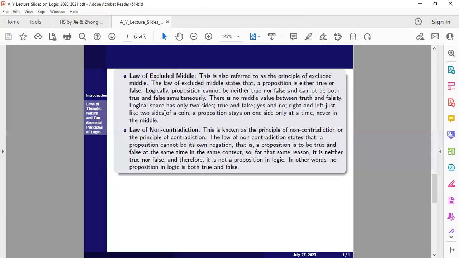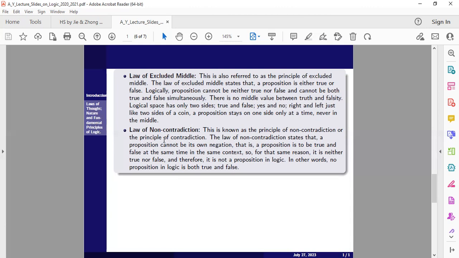So logical space has only two sides, that is, true and false, yes or no, right and left, just like the two sides of a coin. We just have head and tail. So a proposition stays on one side only at a time, never in the middle.